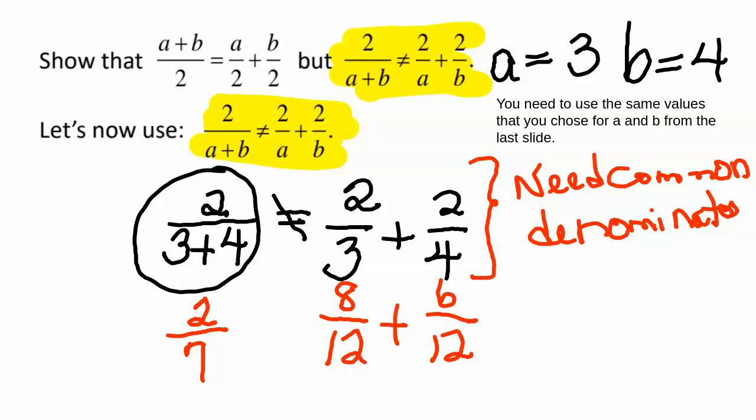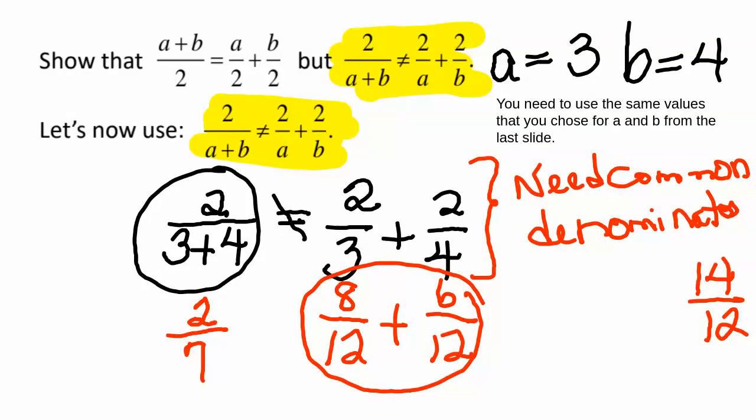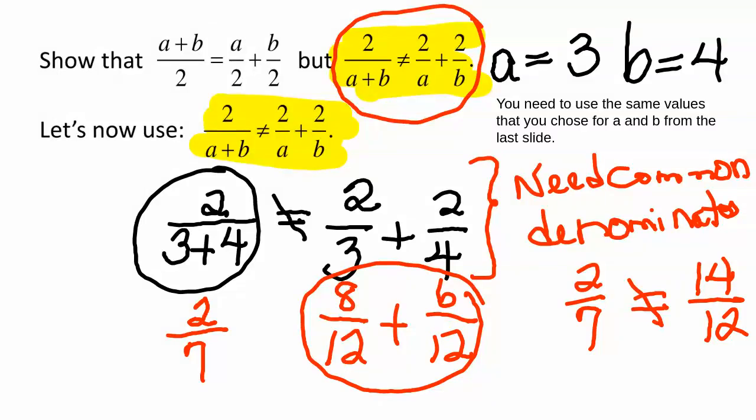Well, if I put this together, I am going to get 14 twelfths. Notice this does not equal 2 sevenths. So by flipping the fraction, this side can't be equal, but this side can be equal.